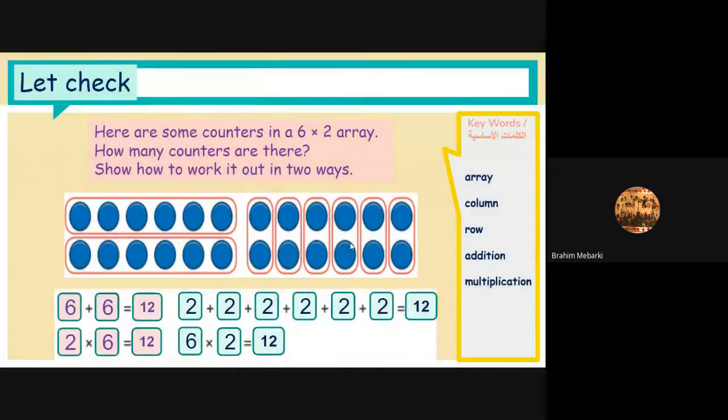Okay. Now, here is the correct answer. So you see, the first array, we have two groups of 6. 6 plus 6, which is 12. It means that 6 is repeated twice. So we write it 2 times 6, 12. The second array, we have 6 groups of 2. It means 2 is repeated 6 times, which is 12. Or I can write it as a multiplication statement. 6 times 2 equals 12. It's so easy and it's fun to do.